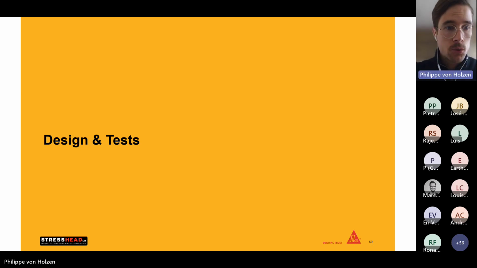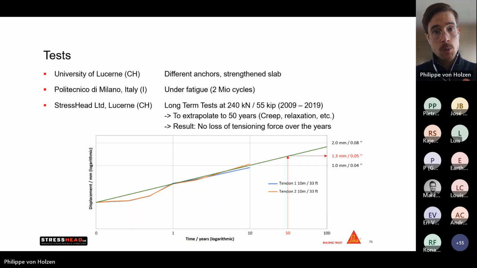Now coming slowly to the end of this presentation, a couple of words on the testing and design of the system. We work very closely with the University of Lucerne, where we have a lab where we can try any type of special anchors or tendons if this is required. We also made a fatigue test of 2 million cycles at the University of Milan to know the behavior of the system. And we have a long-term test where we overtension the system by 10% to know the behavior in the next years.